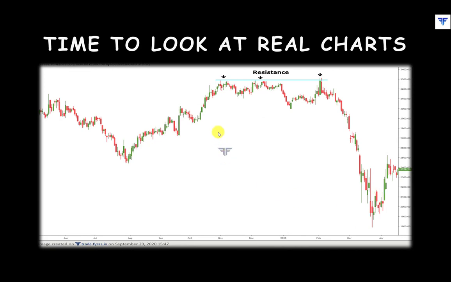Here, notice that the price was unable to move past the high that was registered previously over here. What this tells us is that this high is acting as a strong barrier to price.